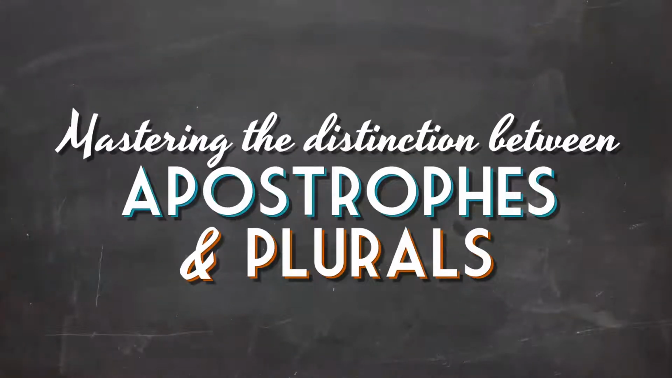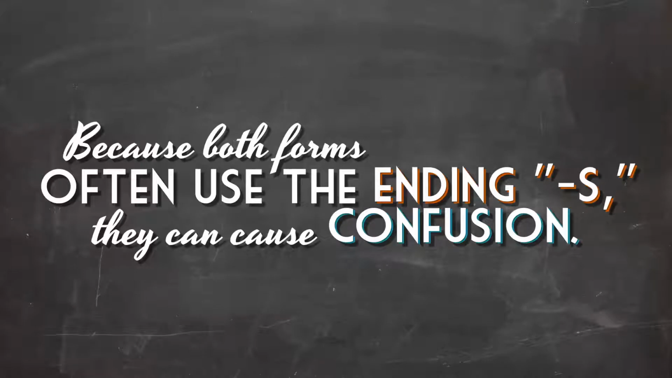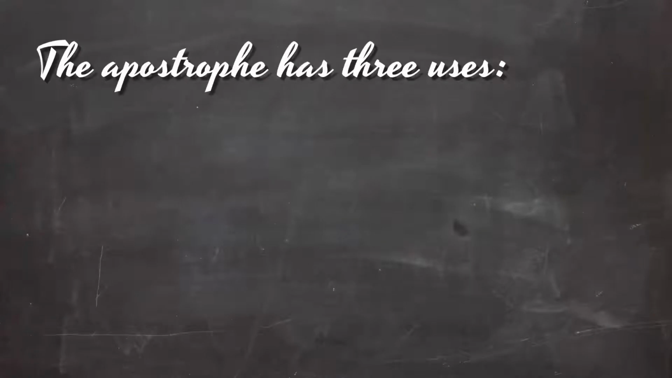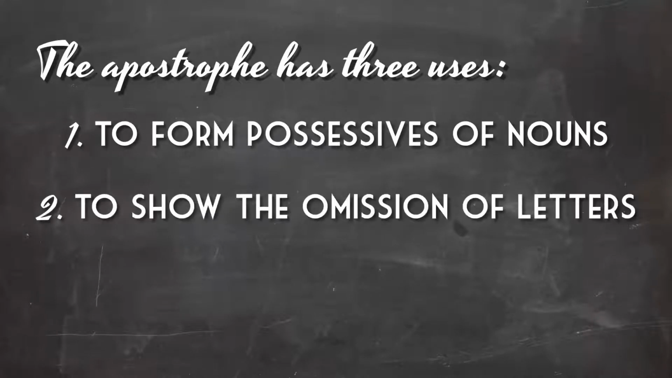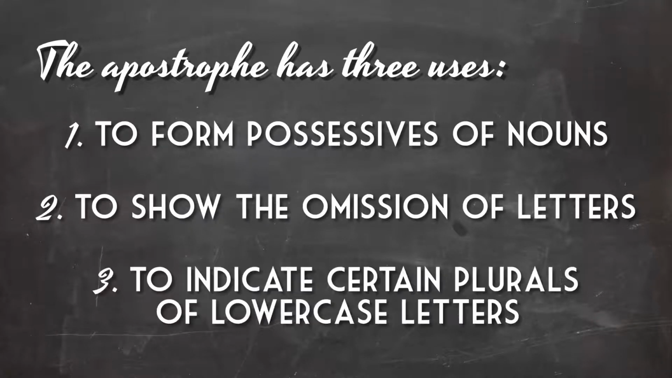This week, we will focus on mastering the distinction between apostrophes and plurals. Because both forms often use the ending s, they can cause confusion. The apostrophe has three uses: to form possessives of nouns, to show the omission of letters, and to indicate certain plurals of lowercase letters.